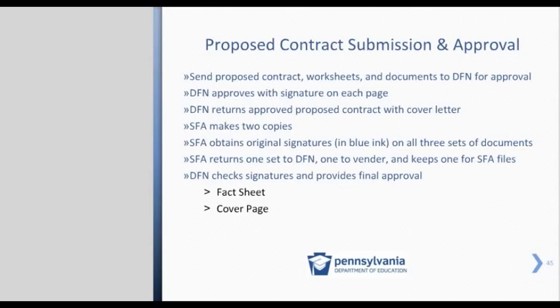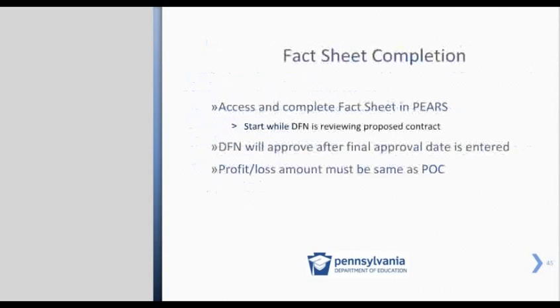this date, the final approval date, on the PEARS fact sheet, and it will also be noted on the cover page. The Division of Food and Nutrition will not review or sign off on any pages to the contract that are addendums or appendixes or additional pages. The fact sheet in PEARS should be started while the Division of Food and Nutrition is reviewing the proposed contract. Again, this is where we will enter the final approval date. The profit and loss on the fact sheet must match the projected operating cost worksheet.